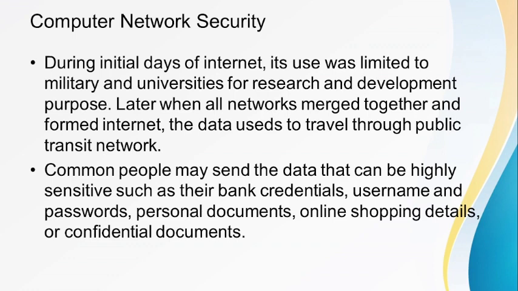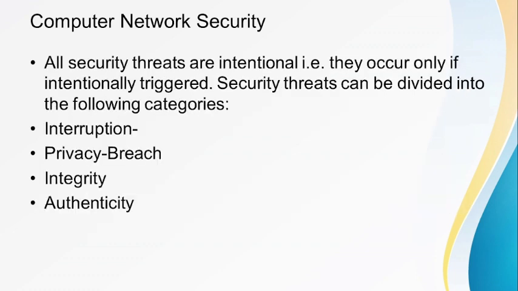Now let's look at computer network security, because this is very important. We find that all security threats on a network are intentional. That is, they occur only if intentionally triggered. Now, these threats can be divided into the following categories. Number 1, we could have interruptions, we could have privacy breaches, we could have issues of integrity, and we could also have issues of authenticity.